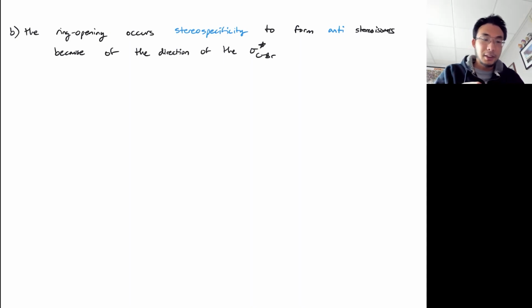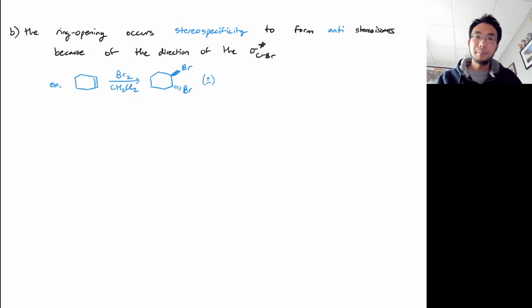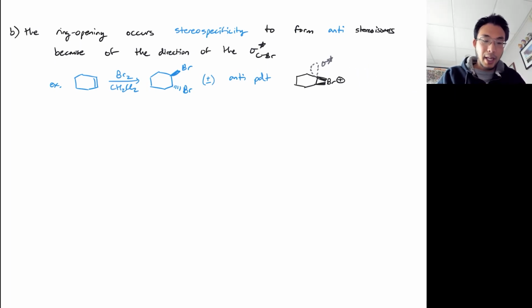For an example of this, let's look again at the bromination of cyclohexene. Cyclohexene reacts with bromine to get you to the anti-stereoisomer product, and you get both of them because if you look at the intermediate, you could react from either side. So I can react from the top side here where there's a sigma star, and I can react from the bottom side as well because there are two equivalent electrophilic orbitals to attack.